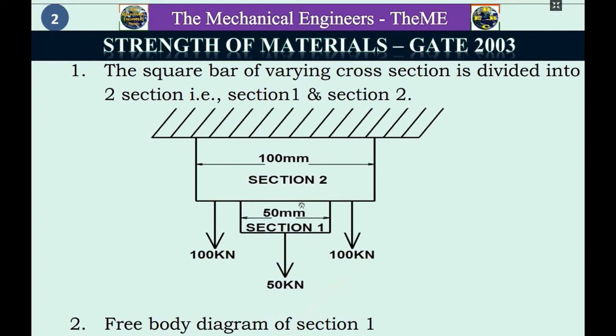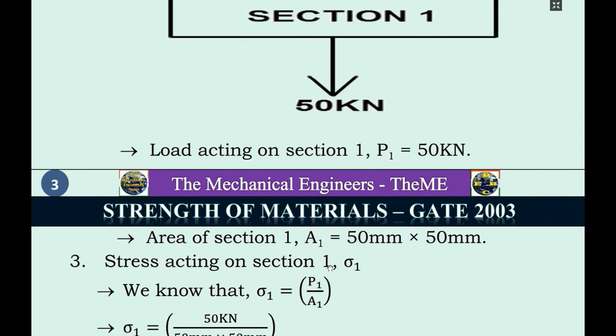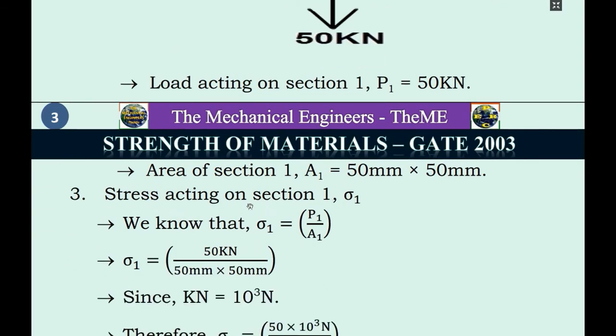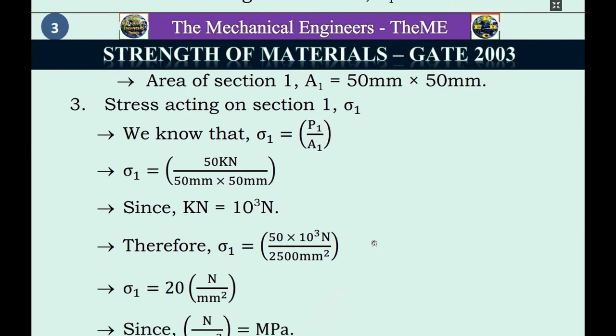First we will draw the free body diagram of section 1. The pulling force acting on section 1 is 50 kN and the area of section 1 is 50 mm into 50 mm. Now we will calculate the value of stress acting on section 1, which is sigma 1. The universal formula for stress is force by area. Therefore, stress acting on section 1 is force acting on section 1 divided by area of section 1, which is sigma 1 equals P1 by A1. We know the values of P1 and A1, so just substitute the values and we can easily get the value of sigma 1.